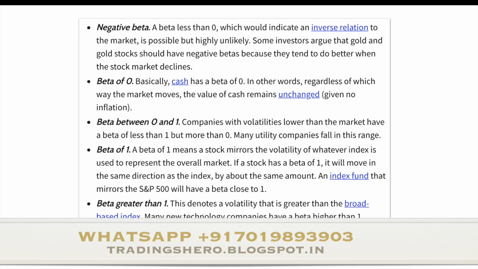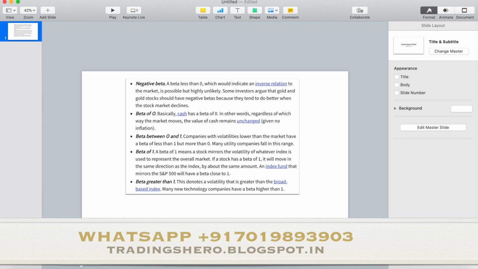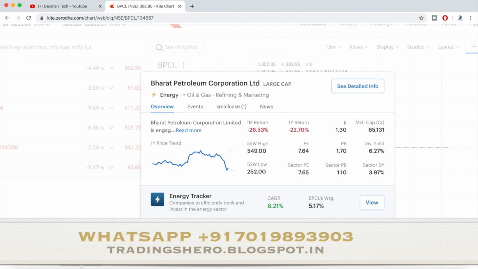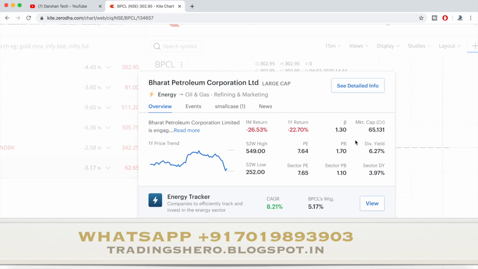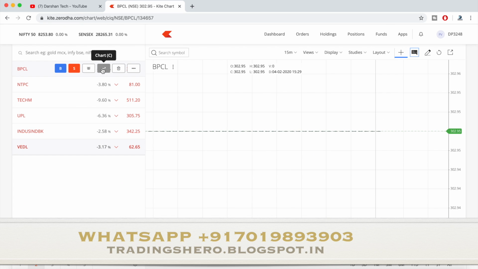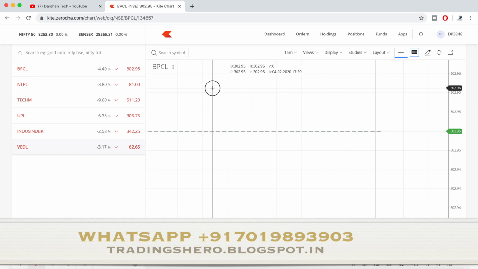Okay, beta greater than 1 denotes a volatility that is greater than the broad based index. So beta greater than 1 will have a very good volatility, so that's what it means. Now let me show you the stocks which are having good volatility. As you can see, BPCL is having a beta of 1.3, so that means the stock is good. So this is how you can find it.